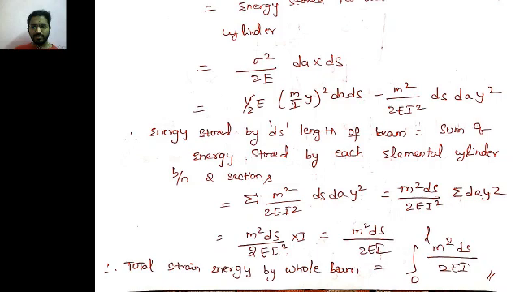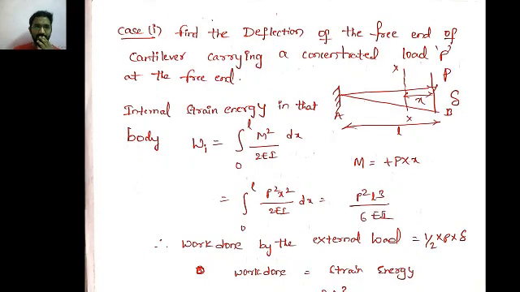Let's see some cases. One is a cantilever beam, another one is a simply supported beam. First of all, find the deflection of the free end of a cantilever beam carrying a concentrated load at the free end. So what is the deflection of the cantilever beam? The load is acting at the free end. Generally everybody knows the formula: WL cube by 3EI.